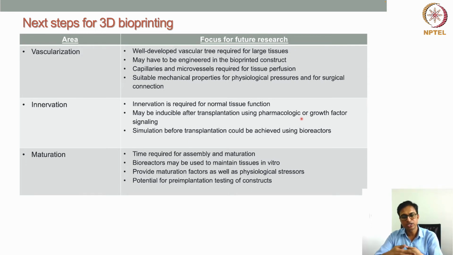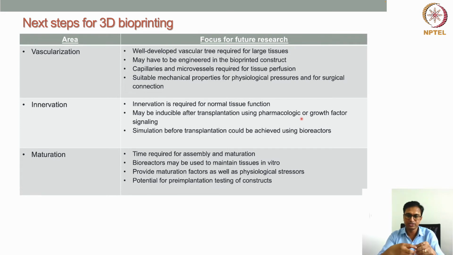For cartilage, compression is also very important. For cardiac tissue, electrical maturation is needed, like the electrical signals that enable the heart muscle to contract. Synchronized contraction of heart muscle is very important. And for innervation, that can also be simulated in some bioreactor before the transplantation.